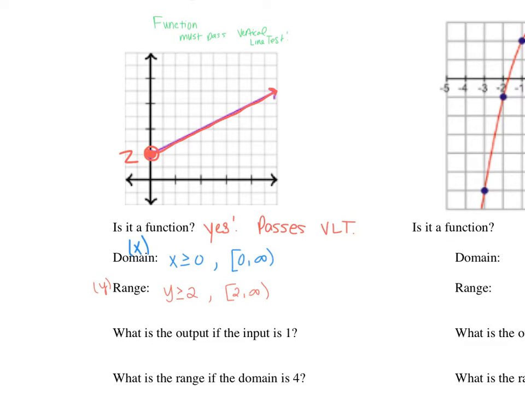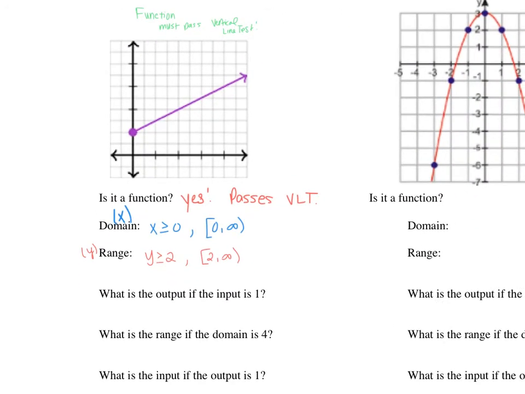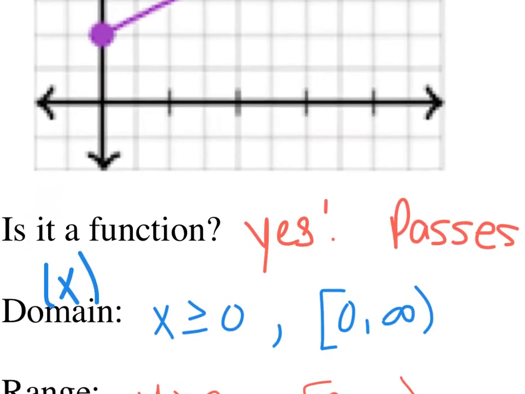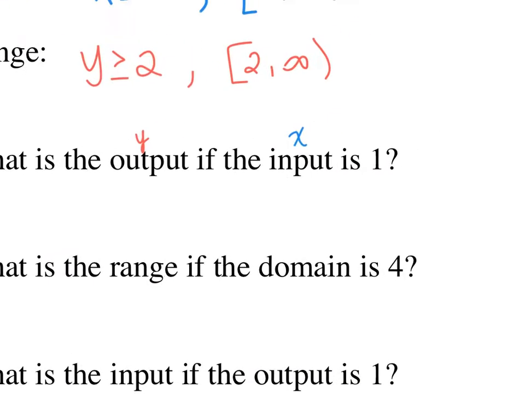Now I'm going to do some erasing again. The next question says, what is the output if the input is 1? So what I want to know is what my y value is when x is 1. So I go to my graph and I go to x equals 1. This is x equals 1. And I go up 1, 2, 3. It's 3. 3 is your final answer.